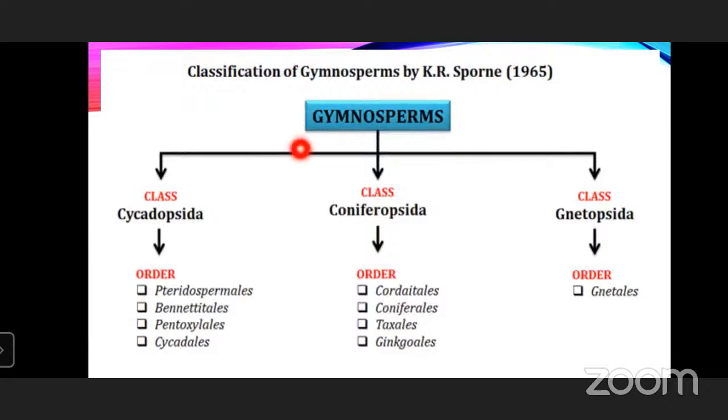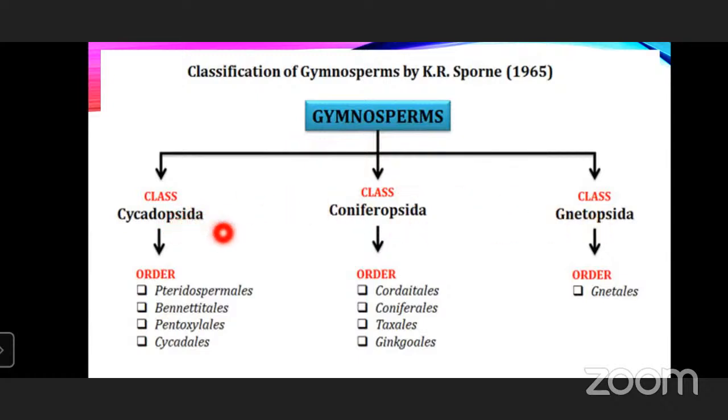So next, coming to the classification of gymnosperms. This classification was proposed by Sporn in the year 1965. Okay, and these gymnosperms are majorly divided into three classes.